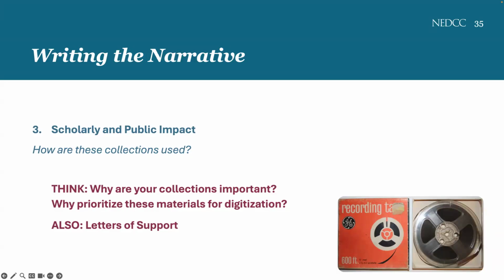Again, you want to avoid repeating information in your application and use each section as a chance to explain your proposal from the perspective of that section. So for this one, you're focusing on impact. When you were doing your information gathering, thinking about who uses your collections and what they've done with them, and then collecting letters of support, this is where you want to use that knowledge as well as drop in those letters.